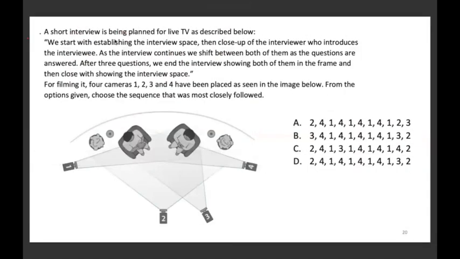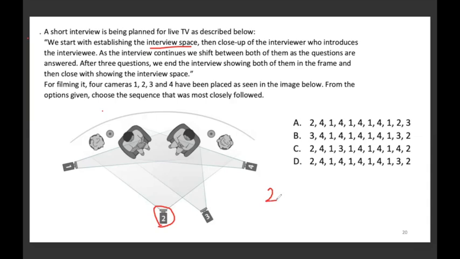A short interview is being planned for live TV as described. For filming it, 4 cameras, 1, 2, 3, and 4, have been placed as seen in the image below. From the options given, choose the sequence that was most closely followed. We'll go from statement to statement. We start with establishing the interview space and a close up of the interviewer. First, we are looking at the interview space. There's only one option which shows the whole interview space, which is 2.